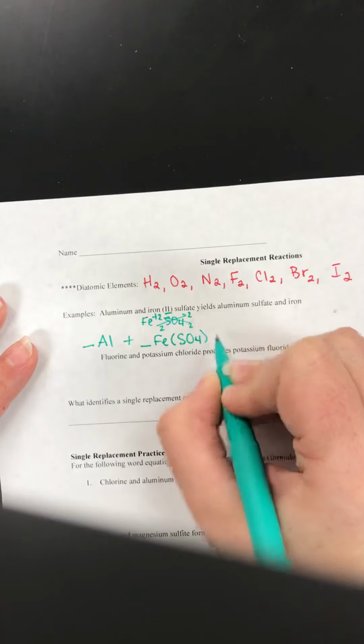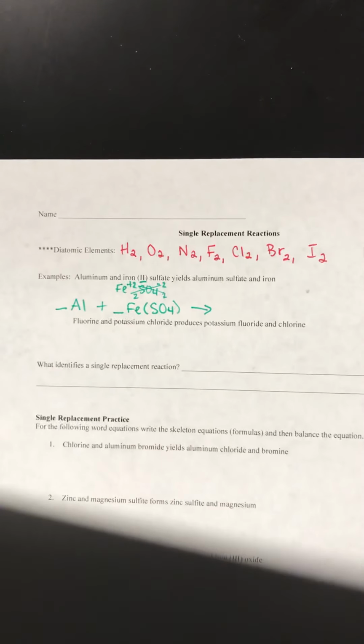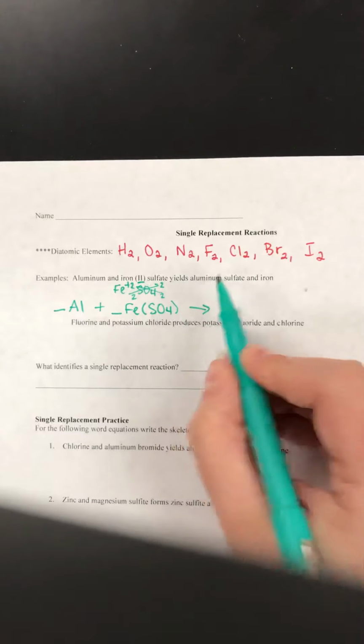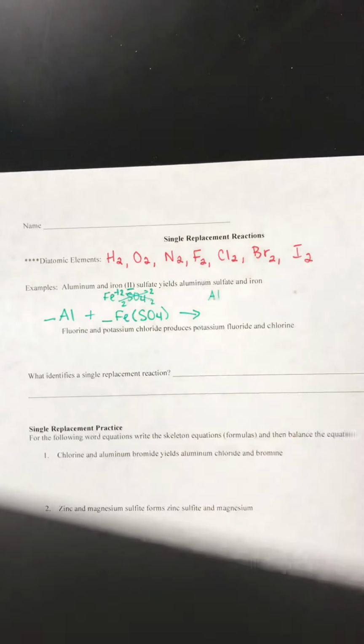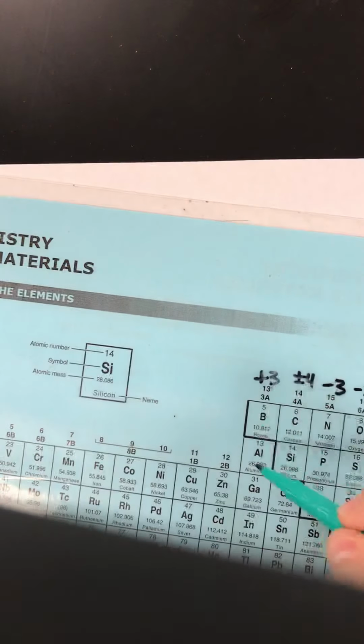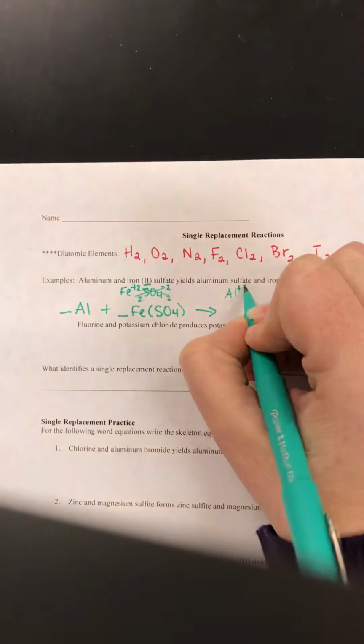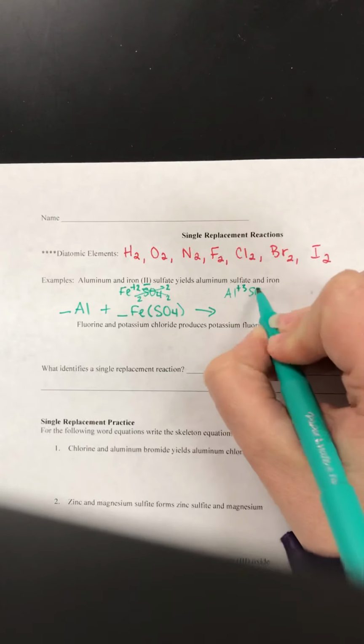Then it says yields. That's our arrow. Remember, yields, makes, produces, forms all mean the same thing. And then on this side, we have aluminum sulfate. So we already know our symbol for aluminum is Al. But since it's with something, now it's going to have a charge. So aluminum's charge from the periodic table is +3. Then we already looked up sulfate, SO4.